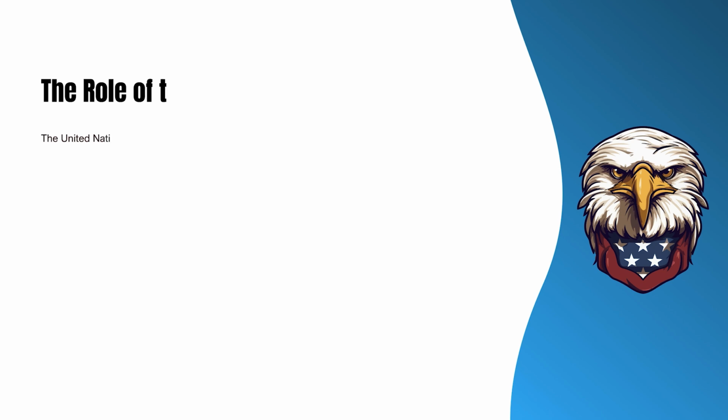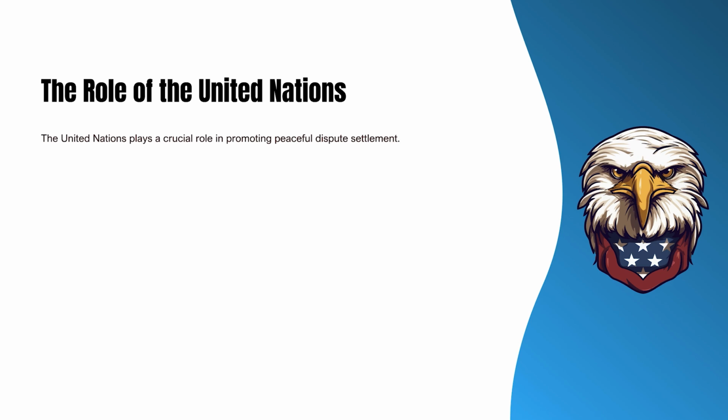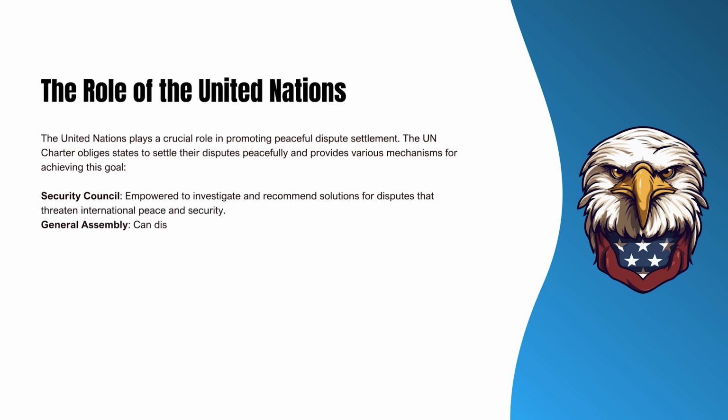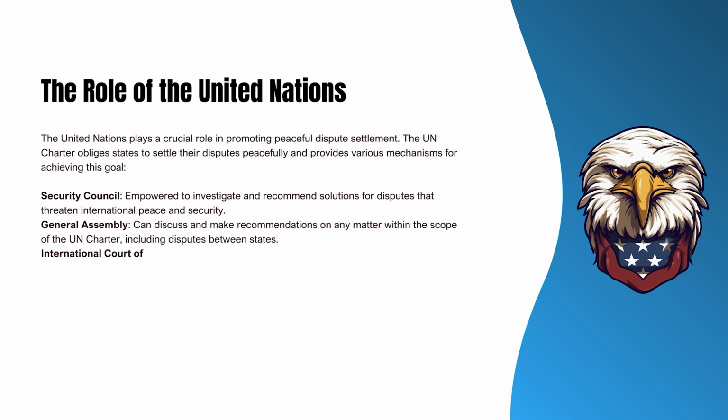The role of the United Nations. The United Nations plays a crucial role in promoting peaceful dispute settlement. The UN Charter obliges states to settle their disputes peacefully and provides various mechanisms for achieving this goal. Security Council. Empowered to investigate and recommend solutions for disputes that threaten international peace and security. General Assembly. It can discuss and make recommendations on any matter within the scope of the UN Charter, including disputes between states. International Court of Justice.